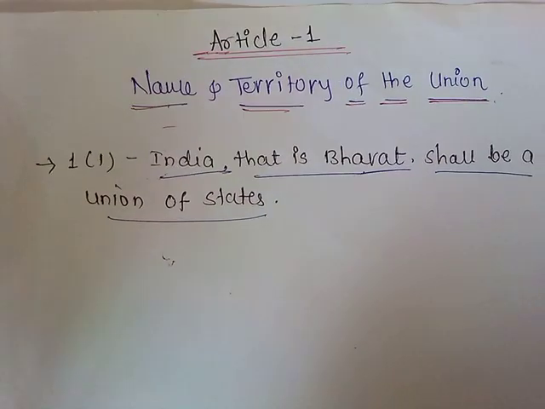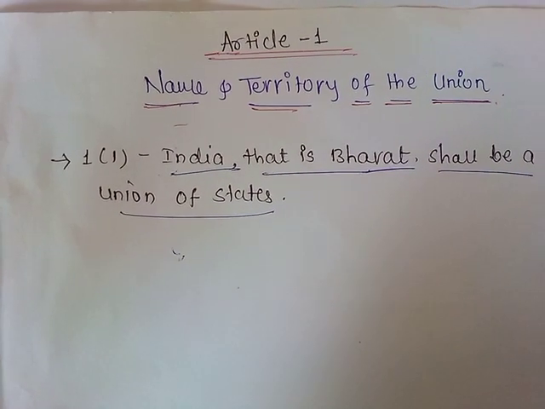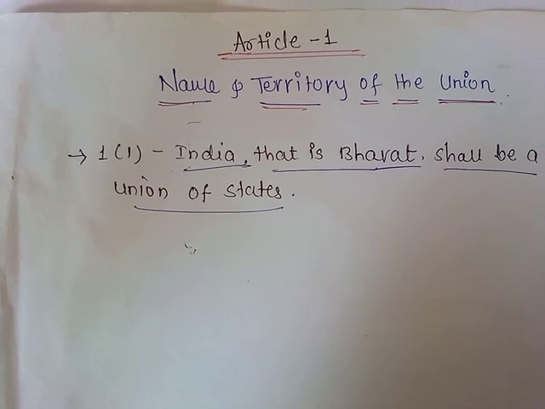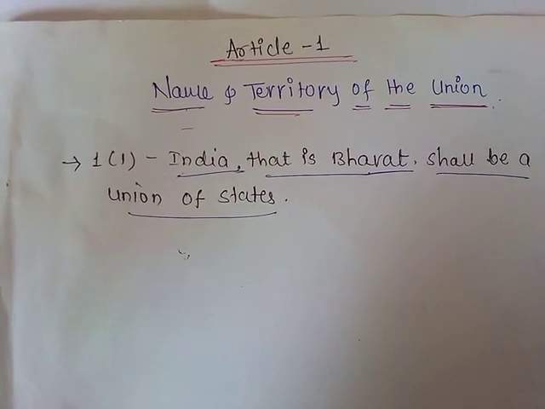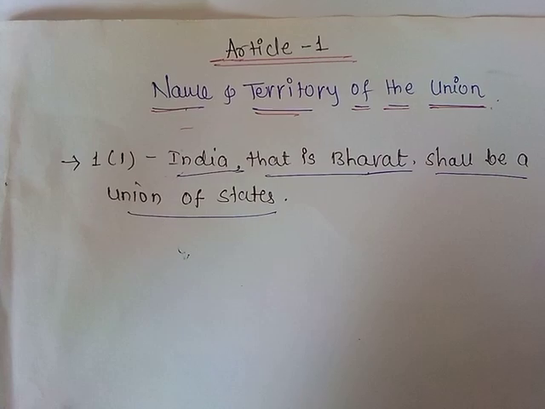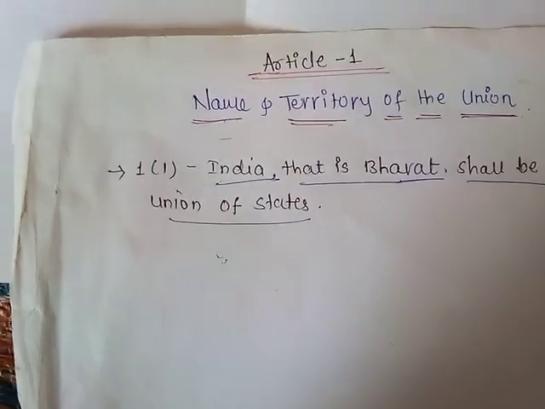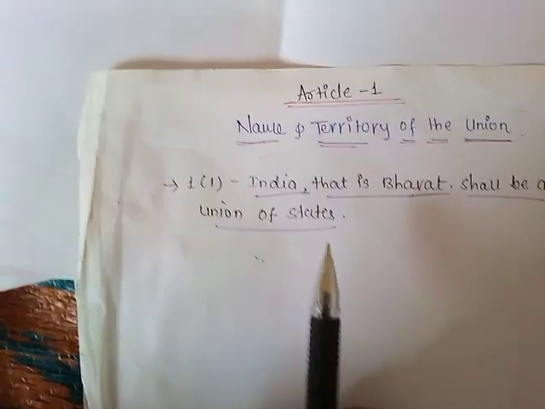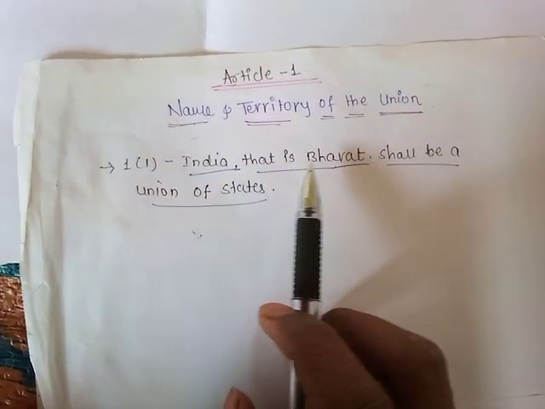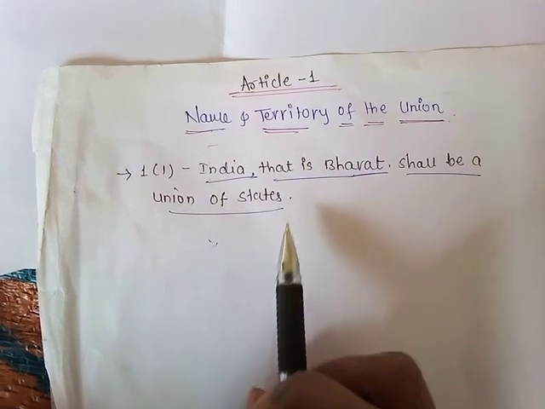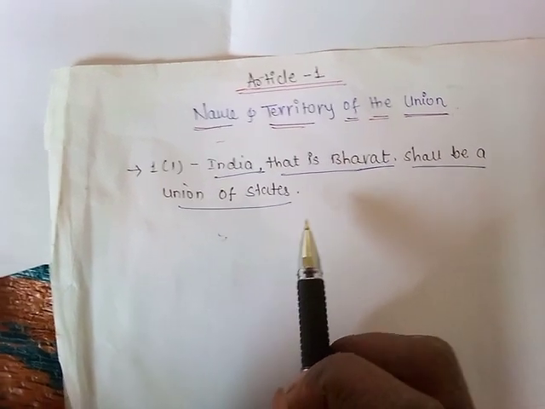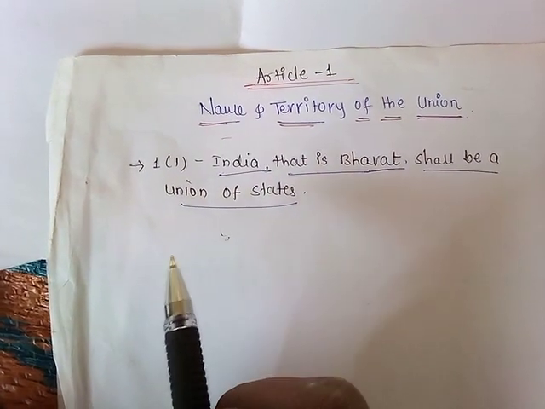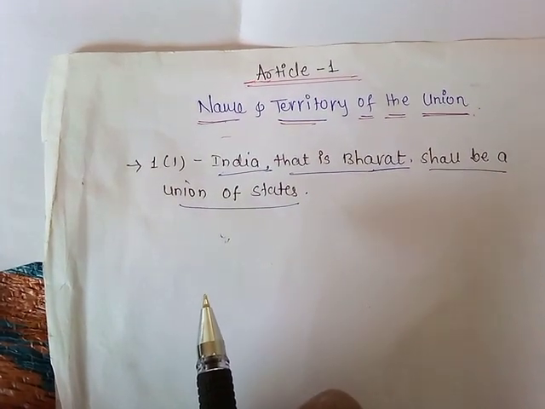So when you look at the first article, Article 1 Clause 1: India, that is Bharat, shall be a union of states. There are two phrases that are important for you to understand: India, that is Bharat, and Union of States. Let's first see India, that is Bharat, which basically means a dual name for this country.